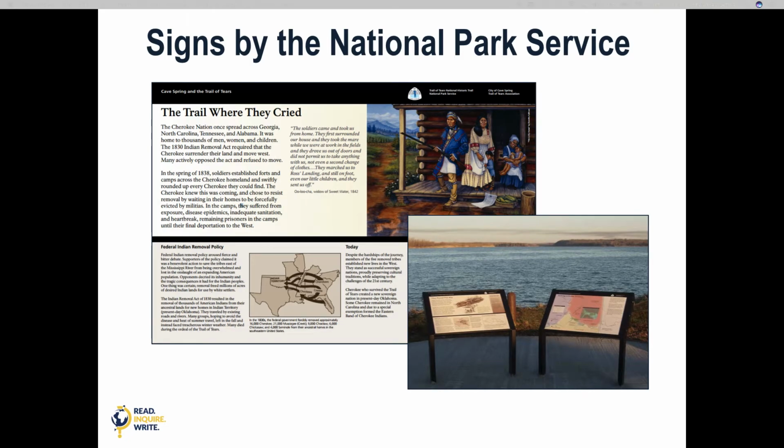Today, the National Park Service has put up signs at important locations along the Trail of Tears. However, there is no sign that talks about why the Trail of Tears happened. The National Park Service and the Cherokee people want a sign in Georgia that discusses the cause of the Trail of Tears. What do you think? What is an important cause of the Trail of Tears that should be included on the sign? What cause should people visiting the site know about?